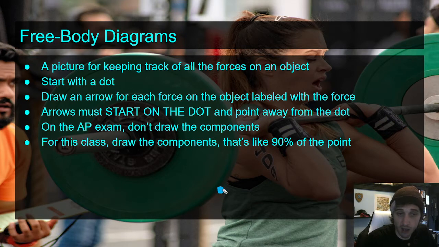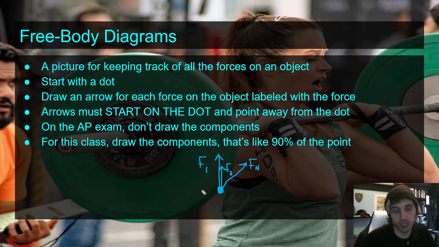So starting out with a dot, from there, it's really big that you are drawing your forces as arrows that start on the dot and go away from the dot. If you have multiple forces going the same direction, that can sometimes get a little messy. That's fine. Just make sure that you label them separately and make your dot a little bigger so that you can fit it. Maybe your dot's a little more of a circle. It's fine.